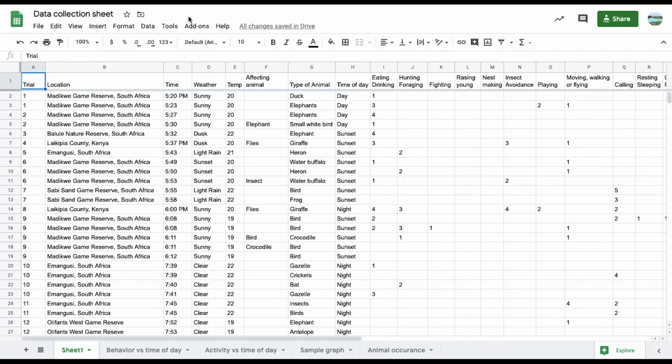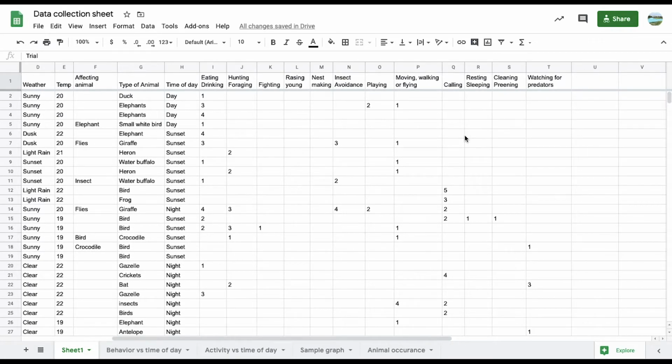As you can see on the left, I have each trial that I conducted. Then I had the location where the camera was, the time of day and local time, the weather, the temperature, the type of animal, the time of day, and then the number of times I observed each animal behavior. I have them going across right here.